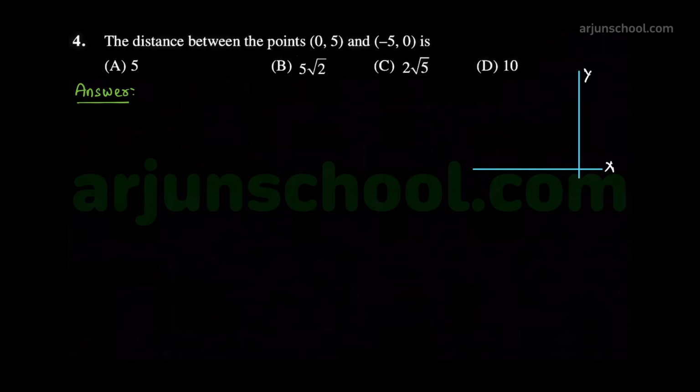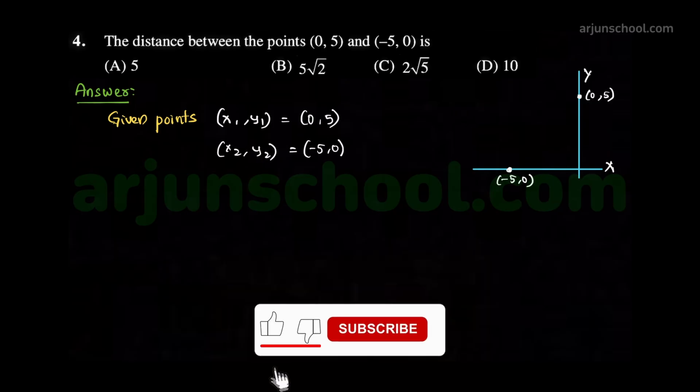Let us draw the given points on a graph. (0, 5) is on the y-axis and (-5, 0) is on the x-axis. Given points: x1, y1 is equal to (0, 5) and x2, y2 is equal to (-5, 0). We need to find the distance between these 2 points.